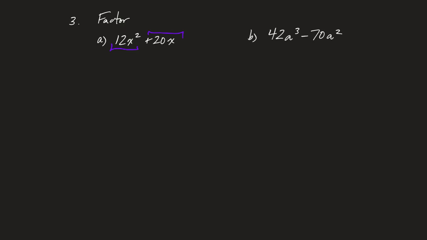The first thing I always look for in both my terms is a common factor. Hopefully we can see that our greatest common factor between 12 and 20 would be a 4, and that both of those terms contain an x, so we can factor out a 4x. If I do factor out a 4x, then I can reverse multiply, if you want to think of it that way. What would I multiply 4 by that gets me back to 12? What would I multiply x by that gets me back to x squared?